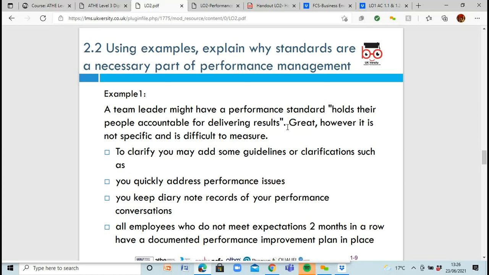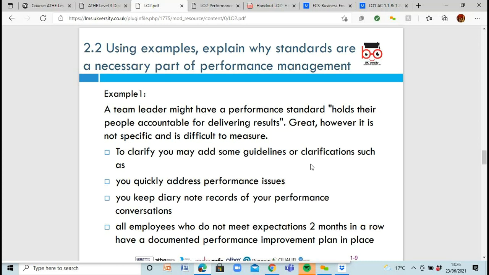So she's saying that my job now, I'm a team leader, I have to hold all these people that are working for me. They need to be accountable, they need to deliver the results, but it's not actually saying how they should be delivering the results. What are you using to measure? Is it how many customers you serve? Is it how much money you make? What sort of sales you're making? So it's hard to measure.